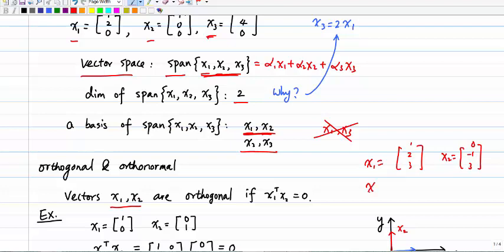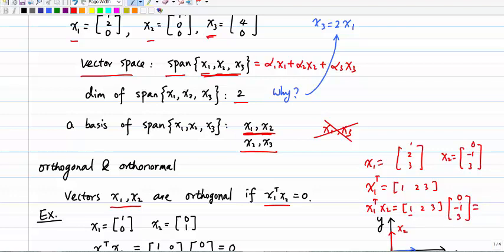So transpose means you change rows to columns and columns to rows. If this is a column, you change it to a row: 1, 2, 3. So this is x1 transpose. The product is defined as x1 transpose times x2, which is 1, 2, 3 times 0, negative 1, 3. So this is just an entry-wise product.